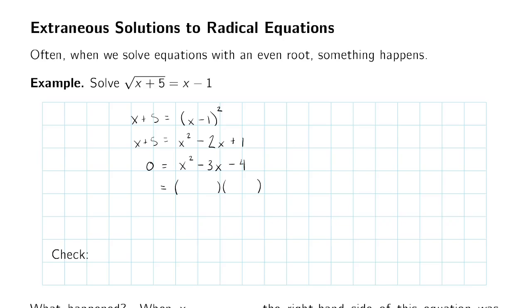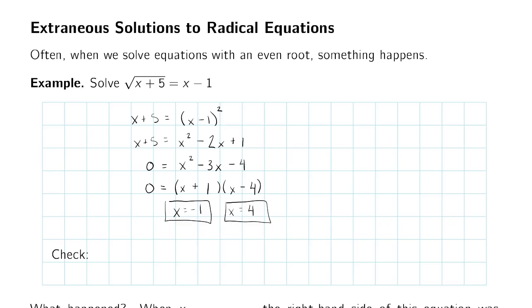Leading coefficient is 1, so we can use the shortcut. We want two numbers that multiply to negative 4, so we'll have one positive and one negative. And we want them to add up to negative 3, so I think that's going to be positive 1 and negative 4. Now if this product is 0, one of the factors is 0. So either x is negative 1 or x is 4. So that gives us two solutions to our polynomial equation.